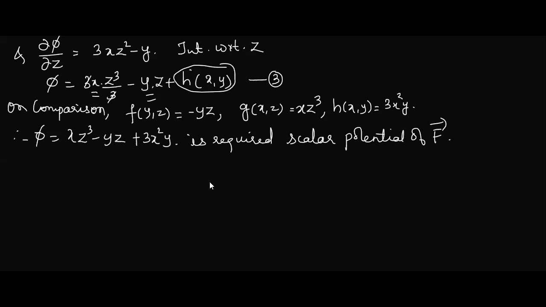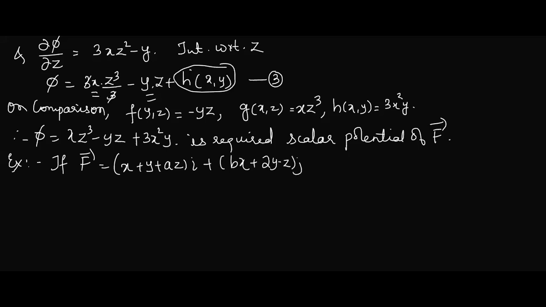Okay. I will give you one example. Will all of you try? If f bar is (x plus y plus az) i plus (bx plus 2y minus z) j plus (x plus cy plus 2z) k. All of you write it. I may ask anybody to come in video mode and show me the solved part. If you are not able to show it, it's difficult. Let's see.